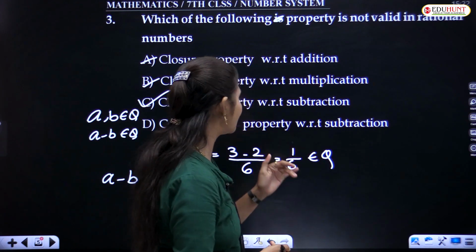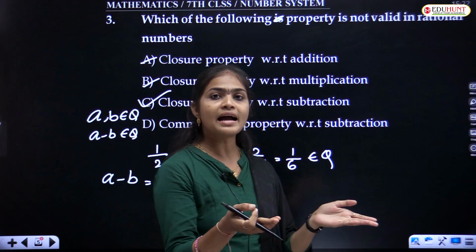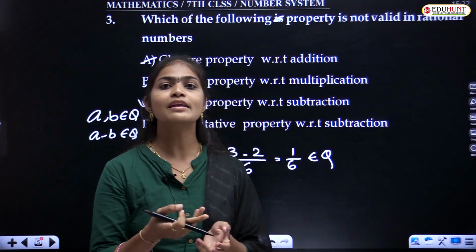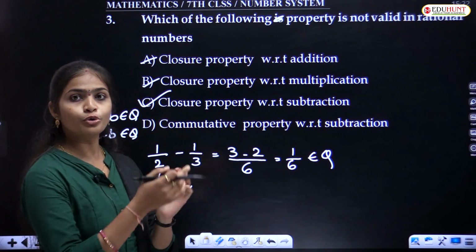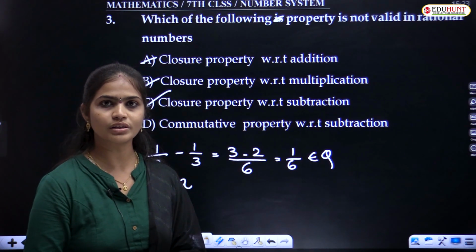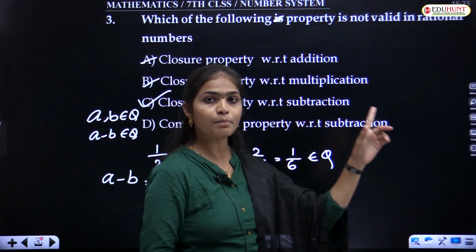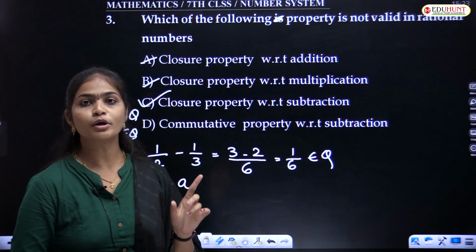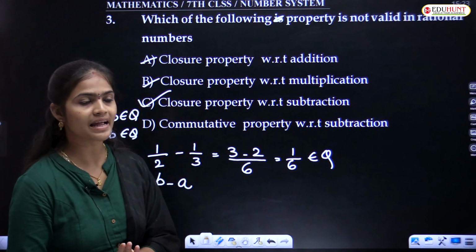Now addition: A plus B, 2 plus 3 is 5 and 3 plus 2 is 5. If you change the order of the numbers, the result is the same. But come to subtraction: 2 minus 3 is minus 1, and 3 minus 2 is 1. There is a difference here. That's why the commutative property is not satisfied for any type of numbers under subtraction.